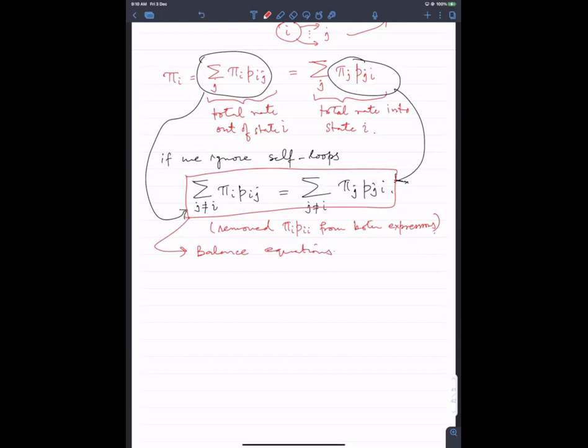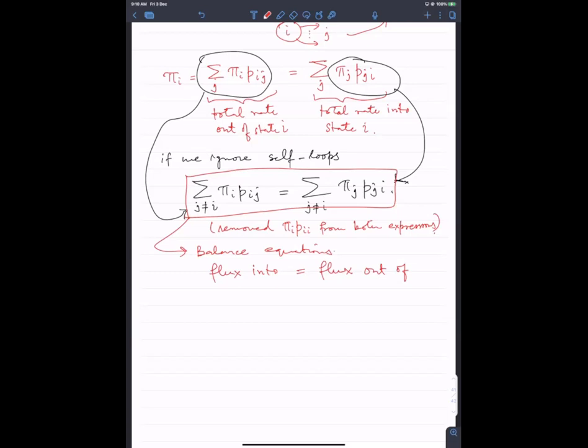The flux inside a node is the same as the flux outside. Flux into is equal to flux out of every node. Okay. And this can also be applied to a single state as well as a group of states.